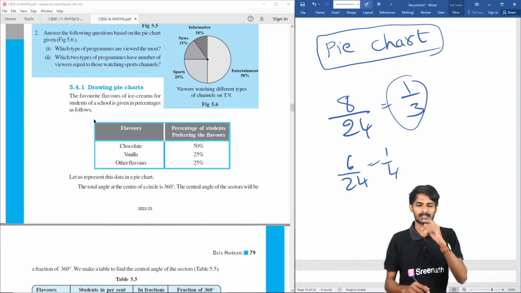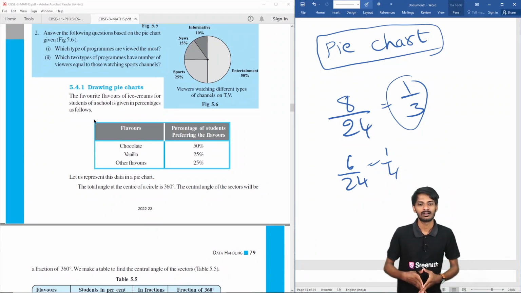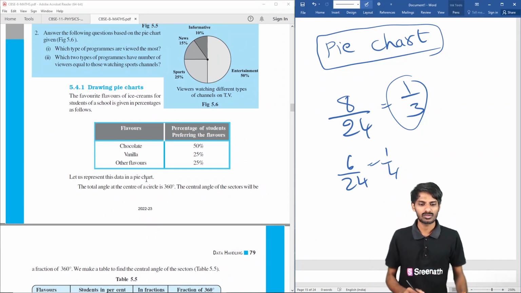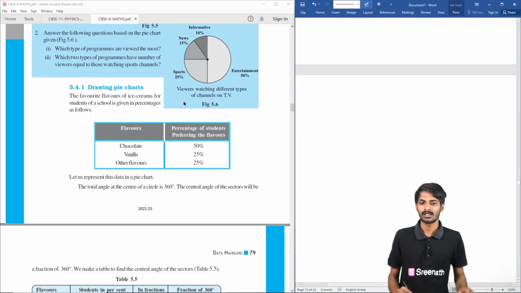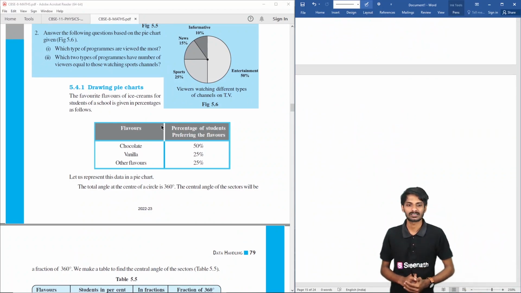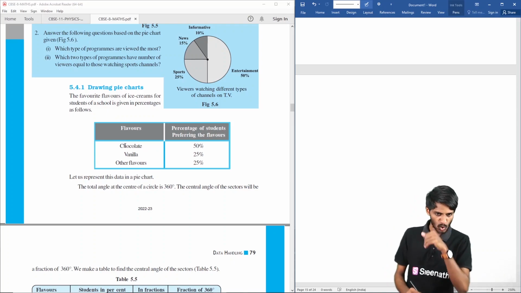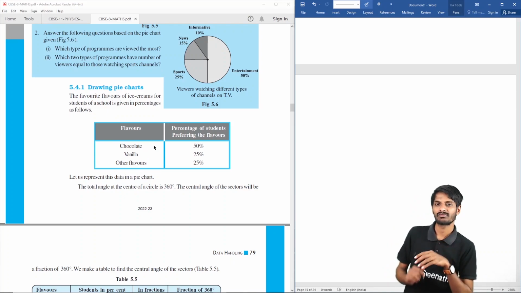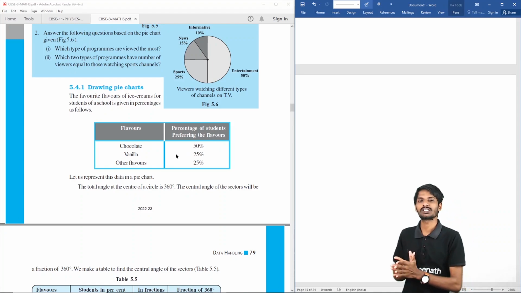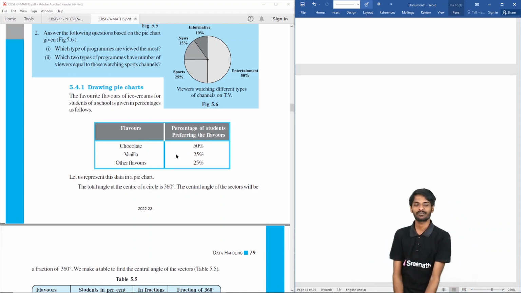Next, drawing the pie charts. How to draw the pie charts? If you see, students, ice creams have different flavors. Here we have chocolate, vanilla, and other flavors. The data is the percentage of students preferring each flavor. How much percentage of students prefer the chocolate flavor, and how much prefer the vanilla flavor and the remaining flavors?